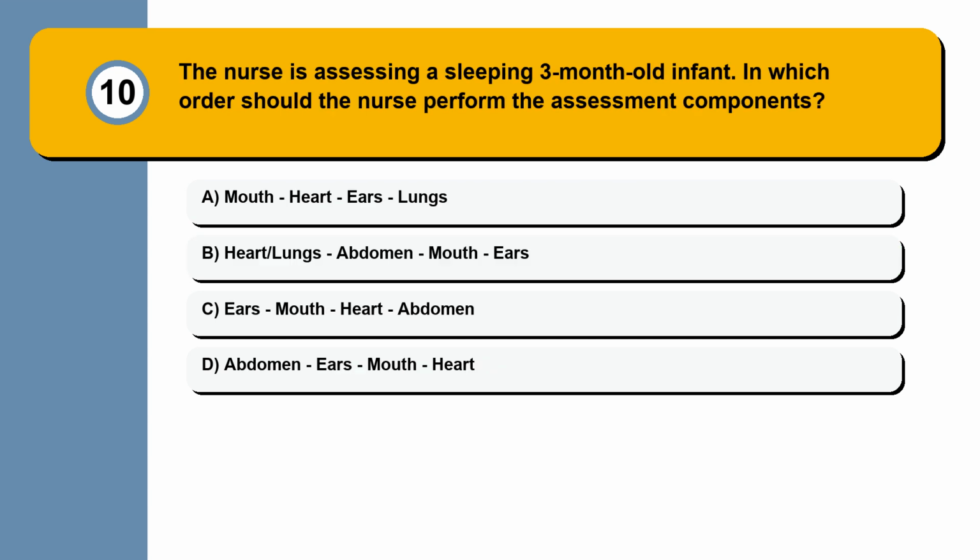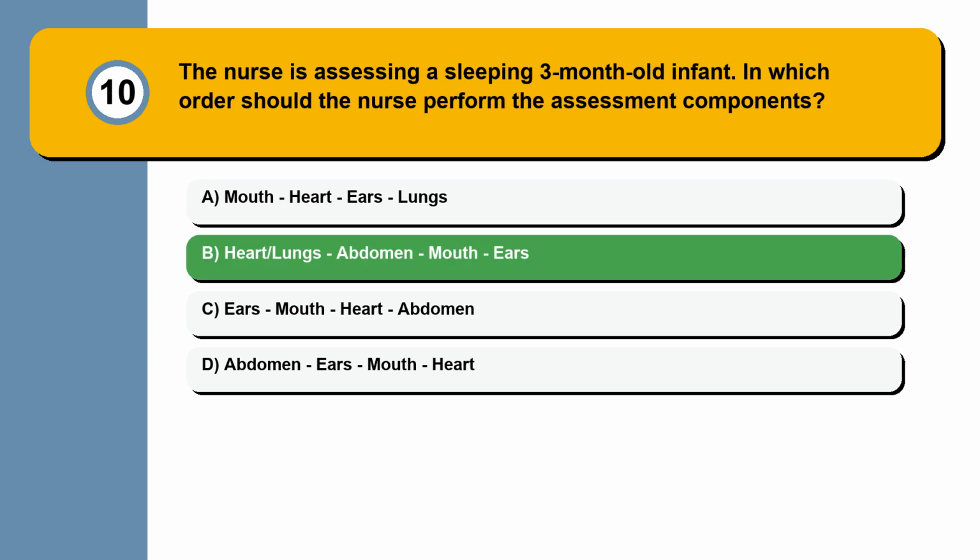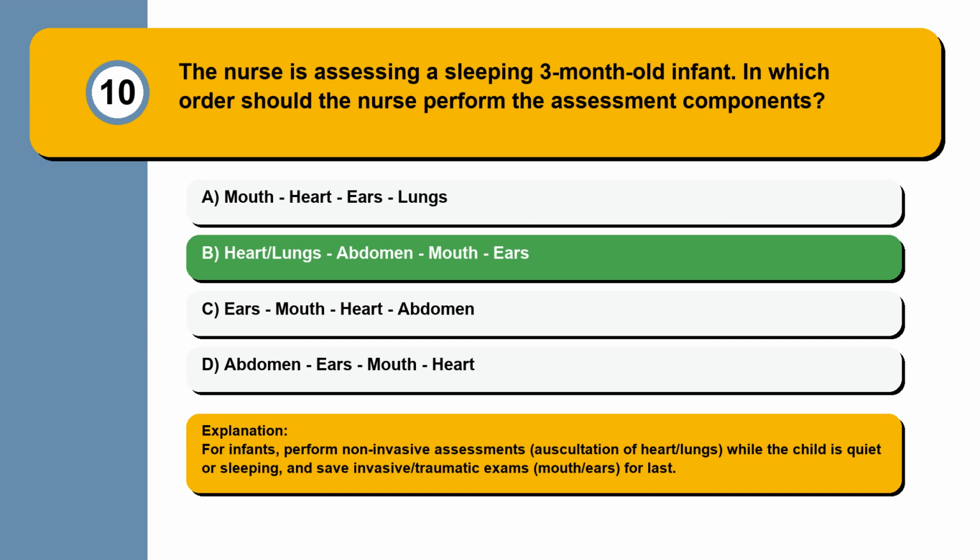Question 10. The nurse is assessing a sleeping 3-month-old infant. In which order should the nurse perform the assessment components? Mouth, heart, ears, lungs. Heart/lungs, abdomen, mouth, ears. Ears, mouth, heart, abdomen. Abdomen, ears, mouth, heart. For infants, perform non-invasive assessments, auscultation of heart and lungs, while the child is quiet or sleeping, and save invasive or traumatic exams, mouth and ears, for last.